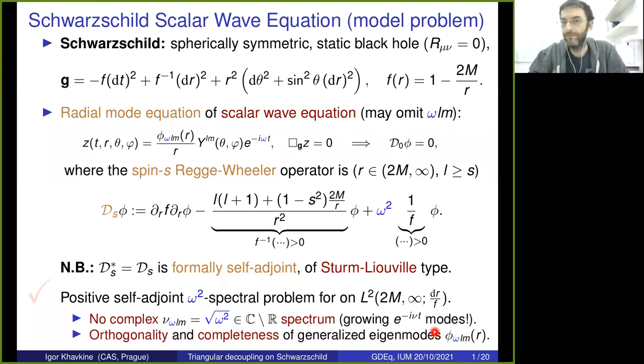Since the spectrum is continuous, there's a continuum of eigenmodes indexed by the frequency parameter, but they satisfy a generalized orthogonality condition a la Fourier modes. Okay. So any questions so far about this model, what I consider to be the model problem?